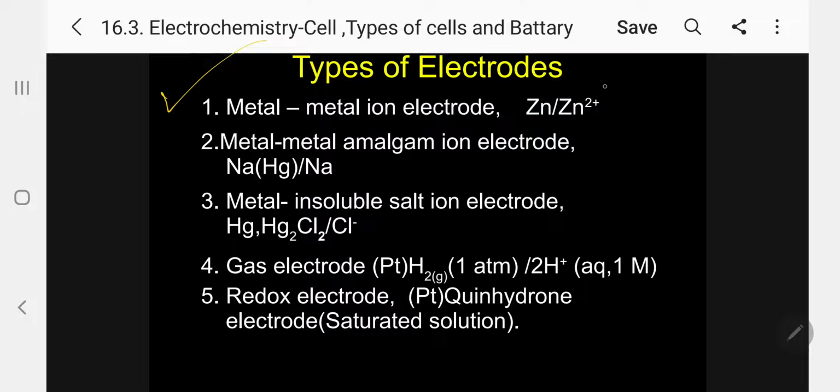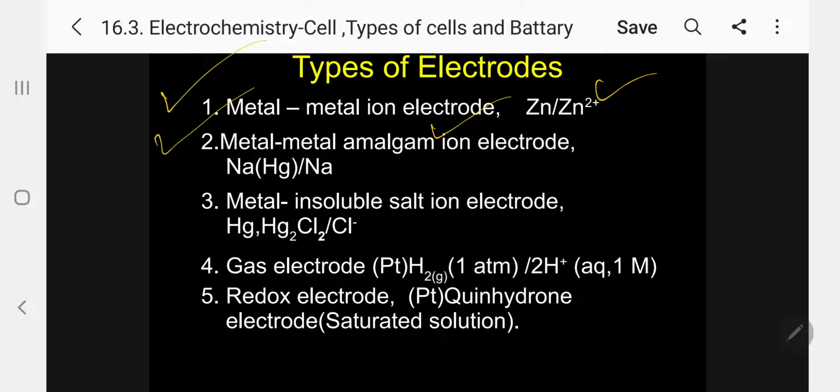That is zinc in zinc sulfate, copper in copper sulfate, a specific example of a metal ion electrode. There is another type called the metal amalgam ion electrode. This is normally suitable for alkali metals and alkaline earth metals because they chemically react with moisture. If you keep a rod in moisture, it reacts vigorously with water. For example, sodium, even if you keep it outside, catches fire immediately and reacts with water violently.